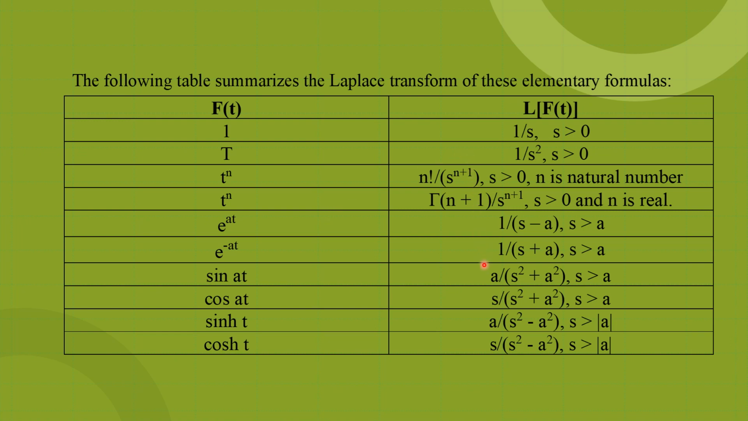This is a formula list which we have solved. Laplace of 1 is equal to 1 over s, Laplace of t is equal to 1 over s square, Laplace of t power n, if n is a natural number, n factorial over s power n plus 1. Laplace of t power n is equal to gamma of n plus 1 over s power n plus 1, when n is a real number. Laplace of e power at, we have proved, is 1 over s minus a, Laplace of e power minus at is 1 over s plus a. Laplace of sin at is a over s square plus a square, cosine at is s over s square plus a square, sine hyperbolic at Laplace is equal to a over s square minus a square, cosine hyperbolic at Laplace is s over s square minus a square.